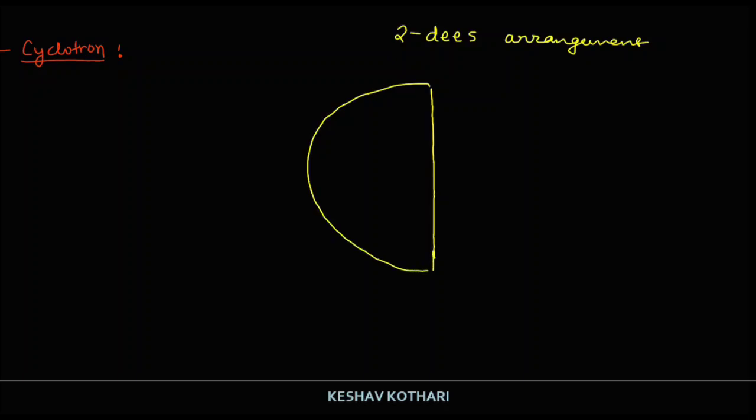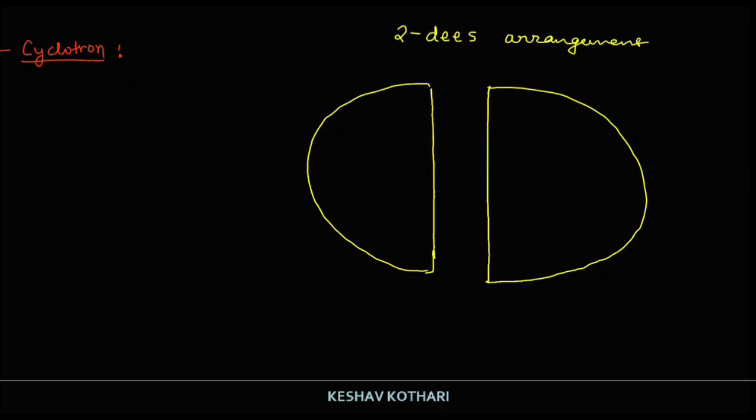Over here I am making a 2D arrangement. The 2Ds are basically the English alphabet D, so it is named as the 2Ds arrangement. The diagram looks like this. The two Ds, which are two big Ds, look like this, and the region inside these Ds has a certain value of magnetic field.